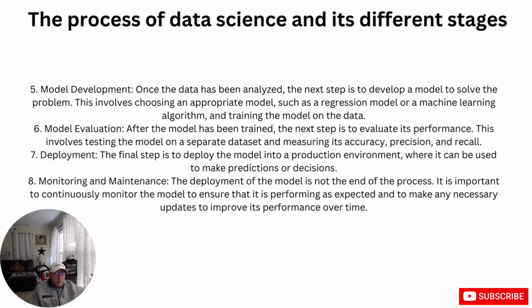Number six, model evaluation. After the model has been trained, the next step is to evaluate its performance. This involves testing the model on a separate data set and measuring its accuracy, precision, and recall. Number seven is deployment. The final step is to deploy the model into a production environment where it can be used to make predictions or decisions.